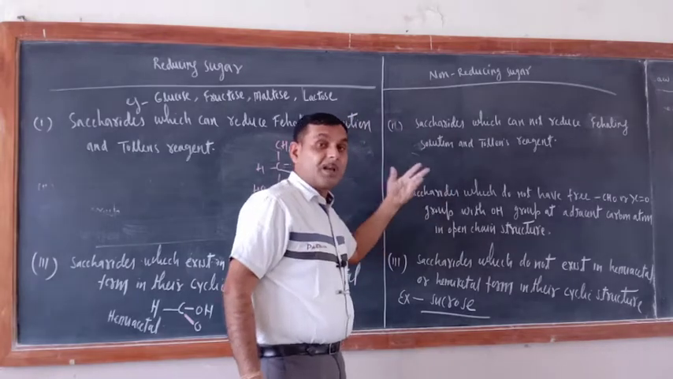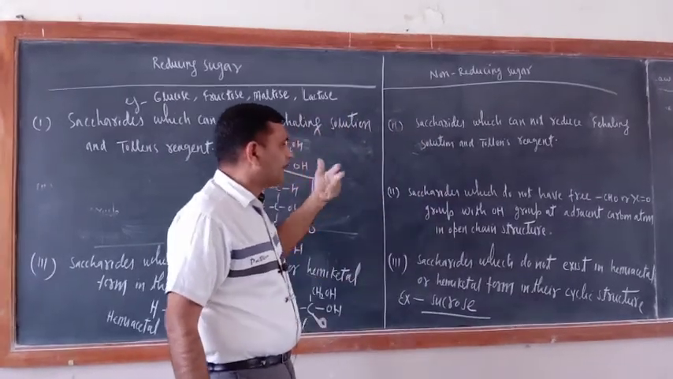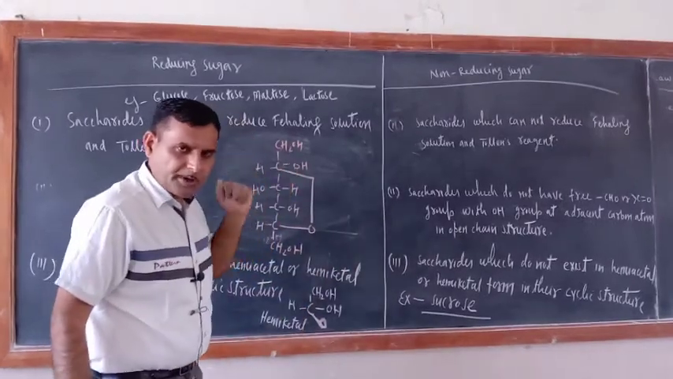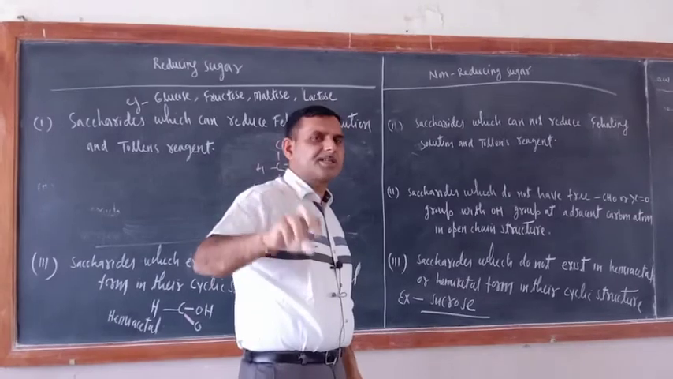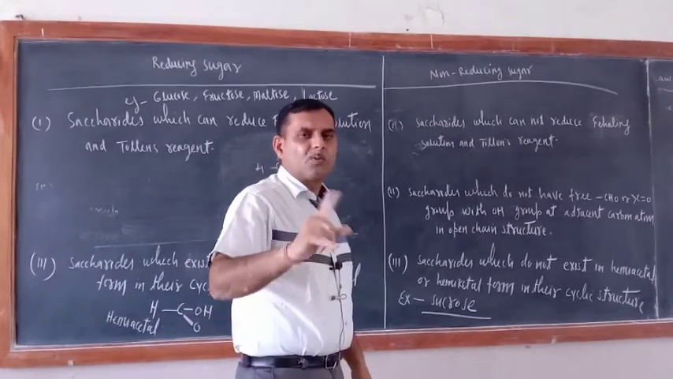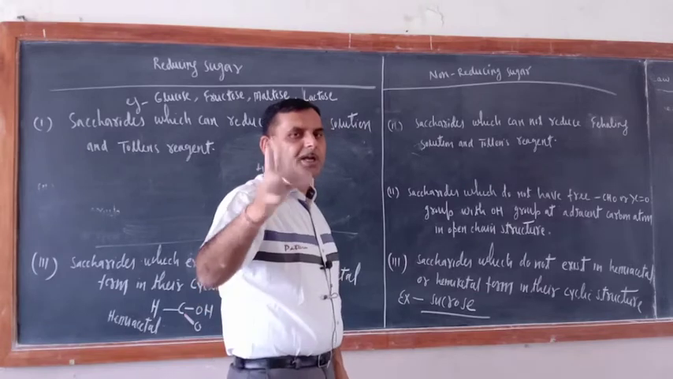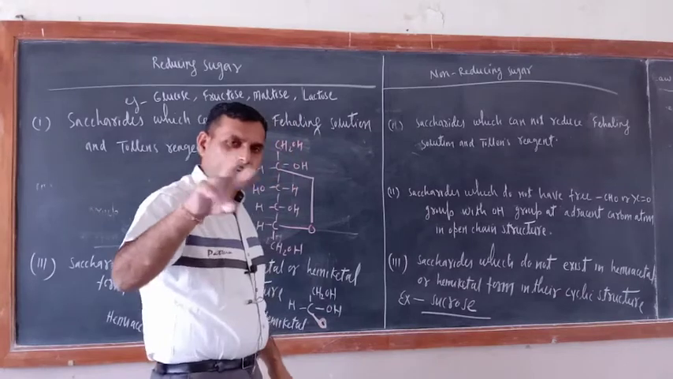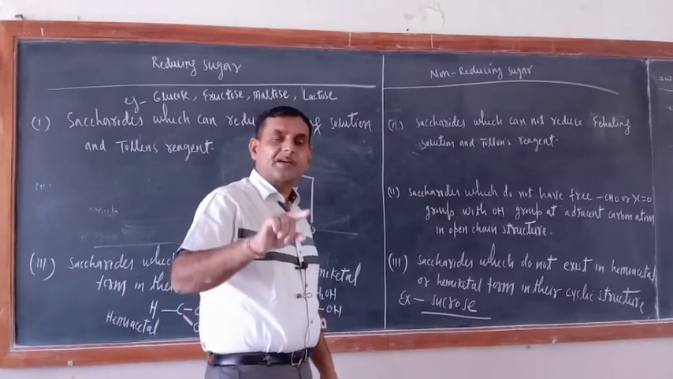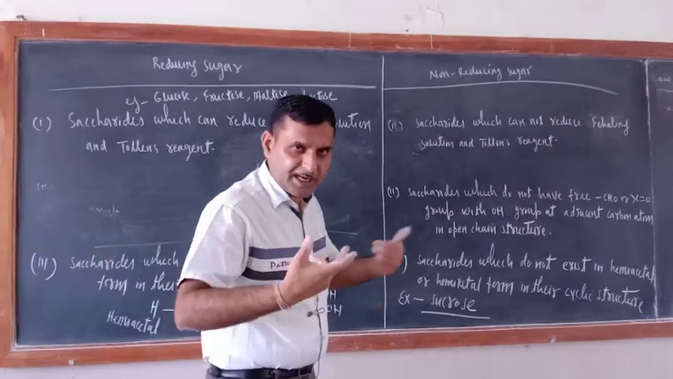Now, non-reducing saccharides do not reduce Fehling's solution and Tollens' reagent. There is one more ambiguity here. When I taught you Fehling's solution and Tollens' reagent, I told you that only aldehydes reduce Tollens' reagent and Fehling's solution. Ketones do not. Correct or not? Just see, fructose has a ketonic group, so fructose should not reduce Tollens' reagent and Fehling's solution. Am I correct or not?